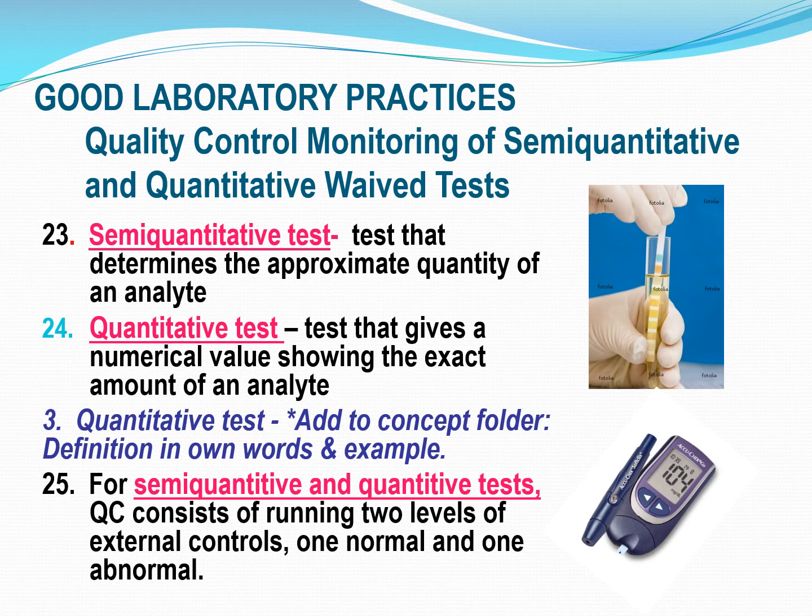And then quantitative, that's tests that give a numerical value showing the exact amount, okay? Semi-qualitative is giving you a range. This is giving you an exact amount of an analyte. Like that bottom picture is an Accu-Chek glucose monitor. And if you look on there, they've run that glucose either on a patient or a control, and they've got 104. So that's a numeric value. That person's glucose is 104, okay? So make sure you understand the difference between the qualitative, semi-quantitative, and quantitative testing, okay?